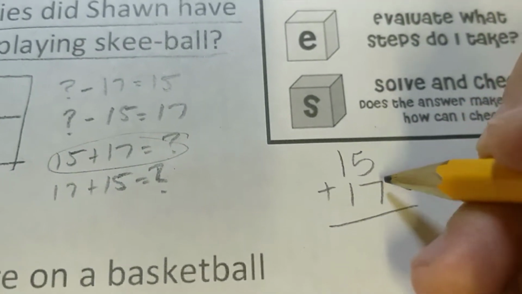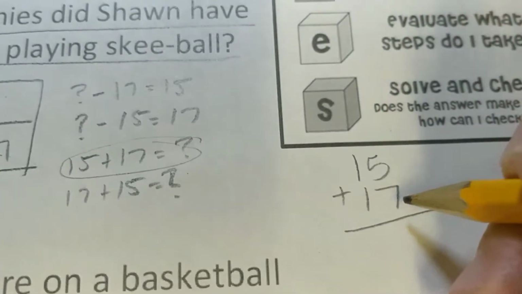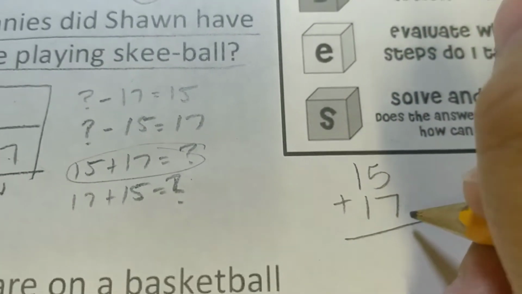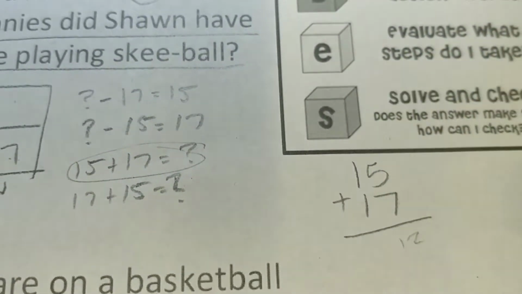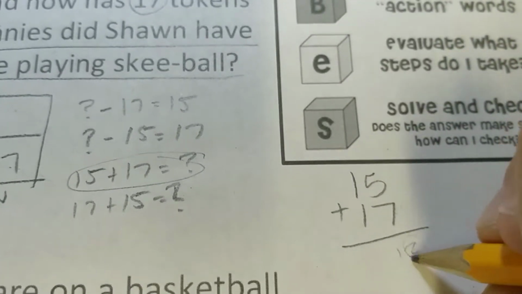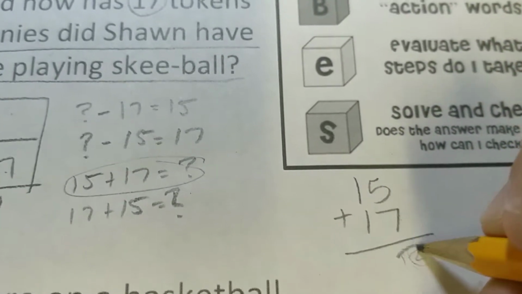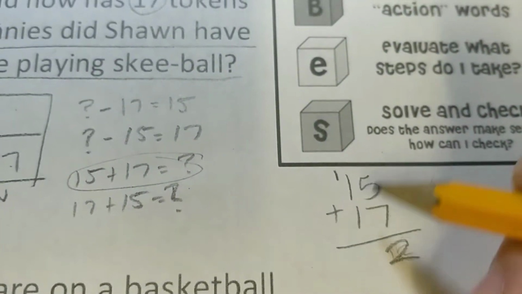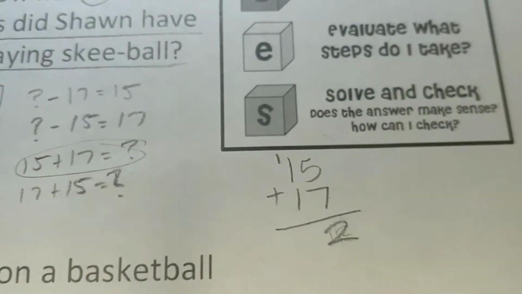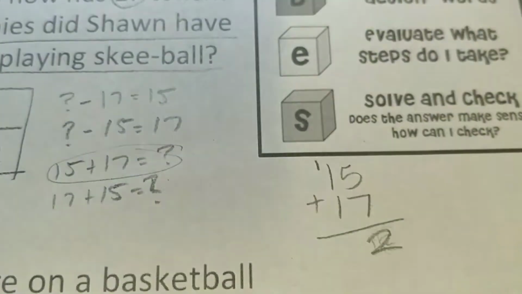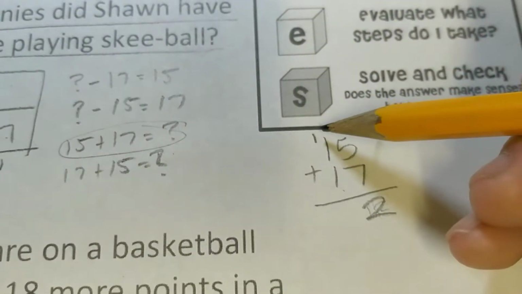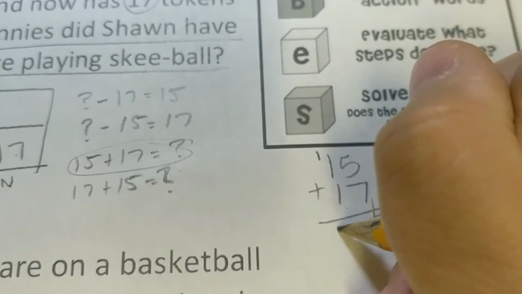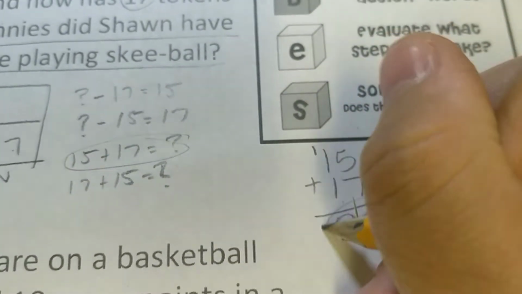Alright, so 5 plus 7. I know 5 plus 7 is 12. But I can't write a 12 here. So what I'm going to do is keep the 1, the ones place from the 12, and carry the 10 over. So I'm going to do 1 plus 1, and then add that extra 1. Okay, so that is 32.